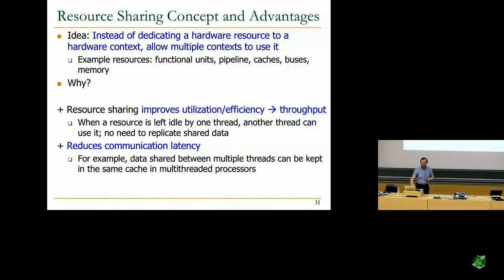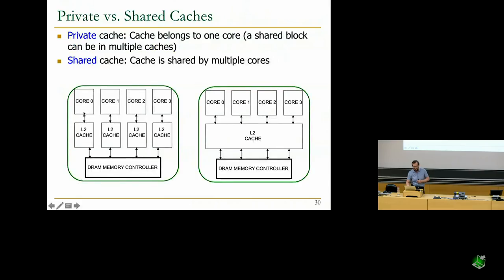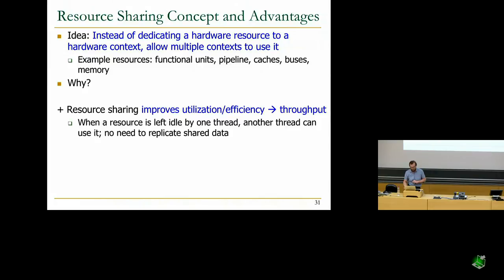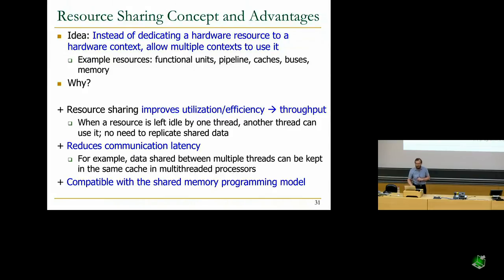This also reduces communication latency. For example, data shared between multiple threads can be kept in the same cache in multi-threaded processors, just like what I've discussed. You have the data block A that's shared by multiple threads. It stays in the same cache. If one of them writes to it, everybody sees that update because there's only one copy. Whereas if you go back to this example over here, if this core writes to block A, and if this core has already cached block A, you have a problem. Which copy is correct? This is a cache coherence problem, which I'm going to demonstrate even more pictorially, but we're not going to talk about it. And this is also compatible with the shared memory programming model. The shared memory programming model says that all of the threads are sharing the memory. Why not share the cache as well?